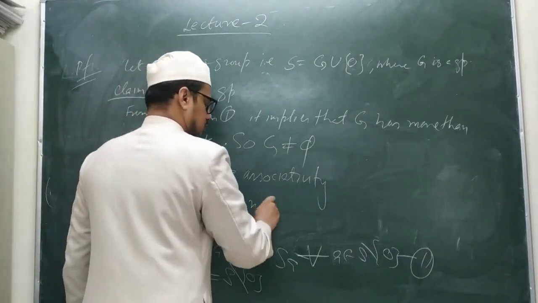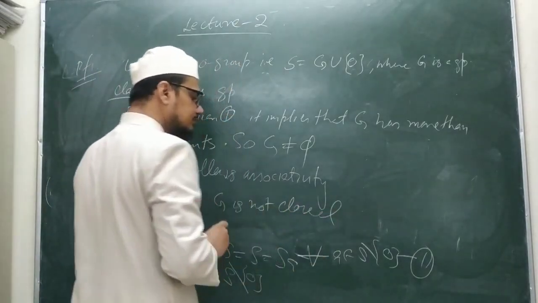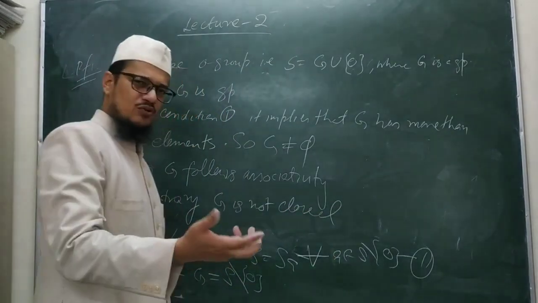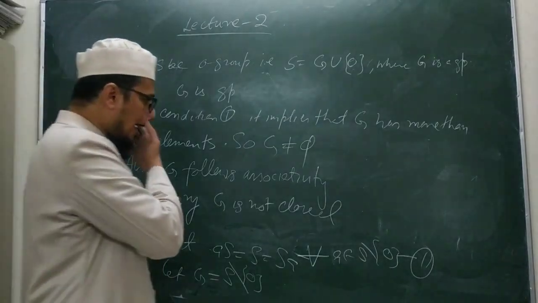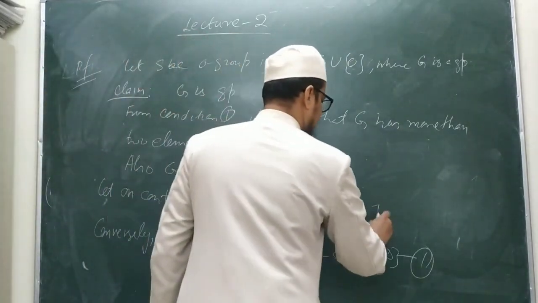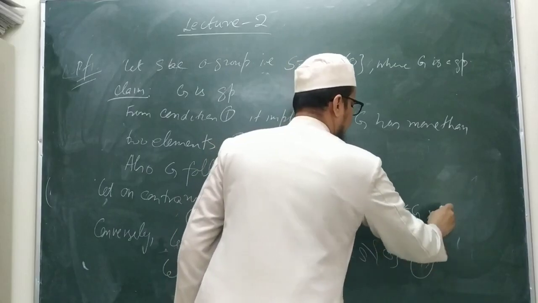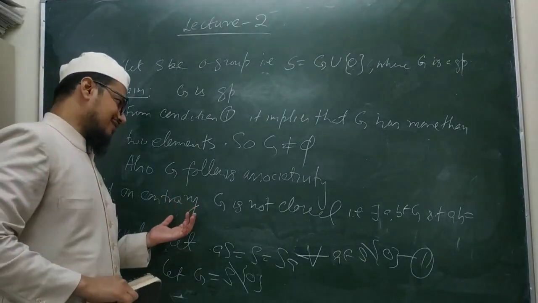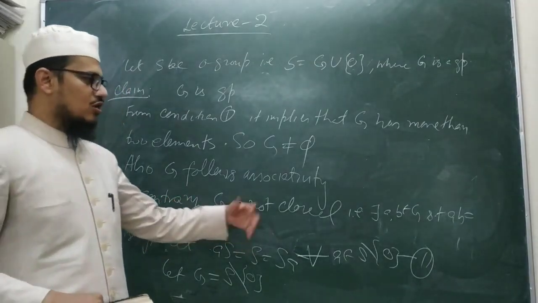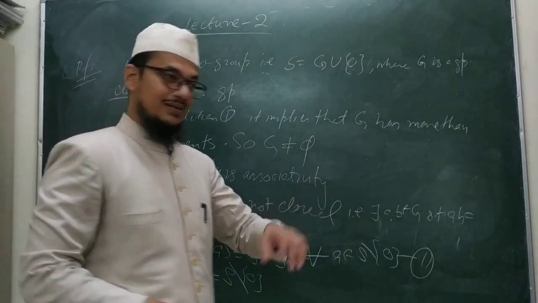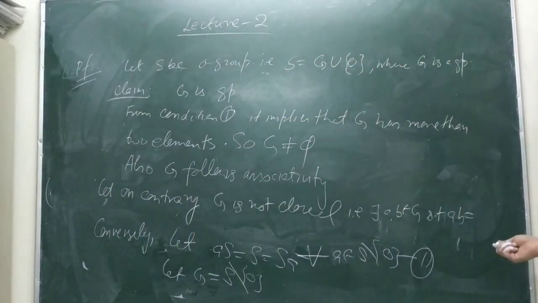G is not closed. Is it clear? With respect to the operation. That is, there exists A, B belongs to G such that A, B is equal to what? What should come? If you are assuming, on the contrary, that G is not closed, it means that there is some A, B belongs to G such that A, B does not belong to G, isn't it? So A, B does not belong to G means what? What should come here? A's operation B, what should come?